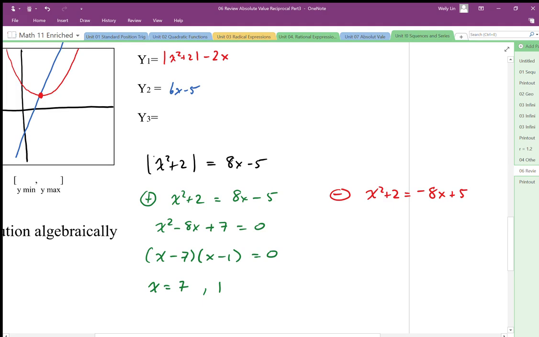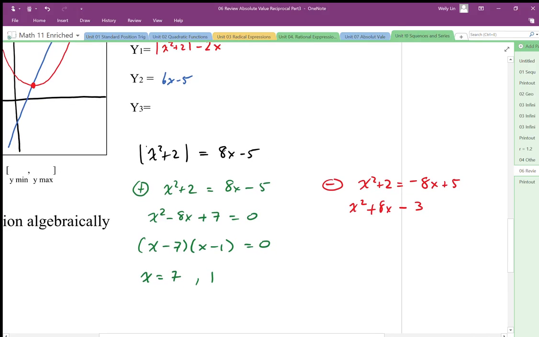That's the positive version. And then I'm going to go ahead and solve for the negative version here: x squared plus 8x minus 3. Okay, so there's my negative version. I'm going to solve this, and that's equal to 0. It doesn't look like it factors, so I'm going to solve this using the quadratic formula. So x is equal to negative 8 plus or minus the square root of 64 minus 4 times a times c, and that's all over 2a.